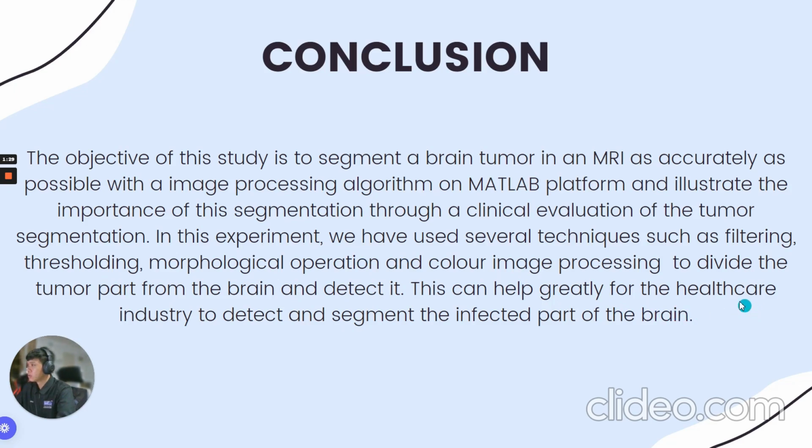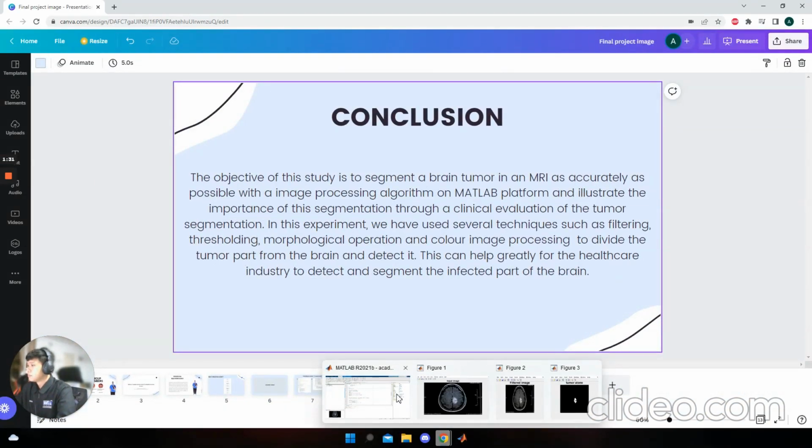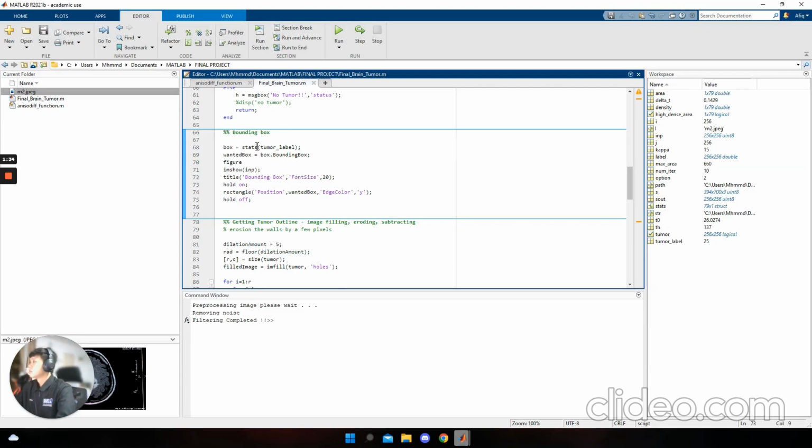So I will continue to the coding part. So for the bounding box part, from here we can see the declaration of the box equal to stats tumor underscore level, and then declare another, which is one box, equal to box the bounding box. Then the figure and show the bounding box. So try and run. And this is the title of the bounding box. I set the font size to 20.